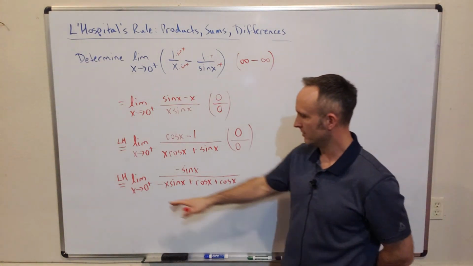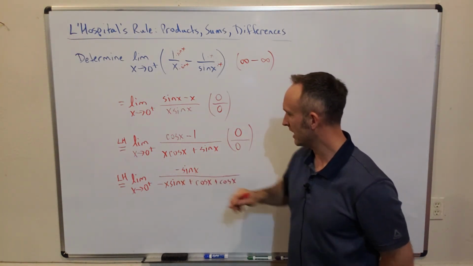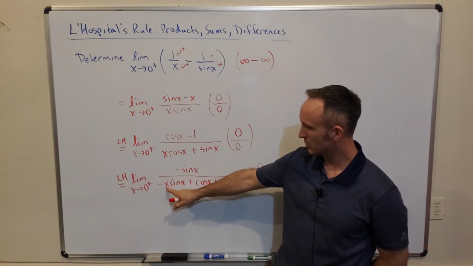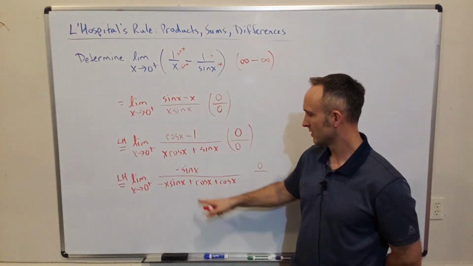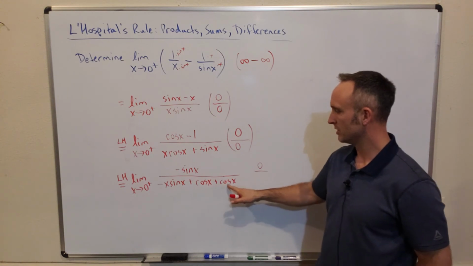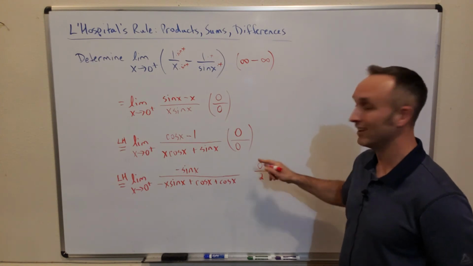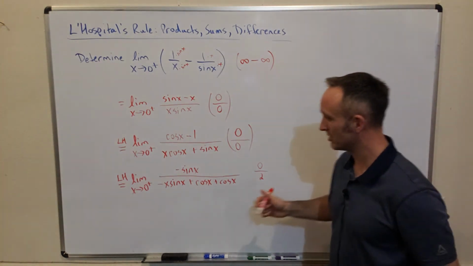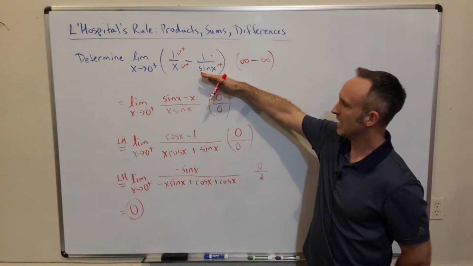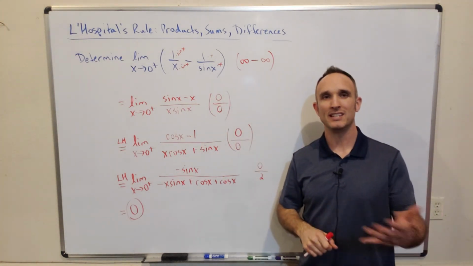Direct substitution again. On the top I get the sine of 0 is 0, times a negative is 0. On the bottom I get 0 times the sine of 0, that's 0, plus cosine of 0 is 1. So I've got 0 plus 1 is 1, plus cosine of 0 is 1 again. So that's 2. It's not indeterminate anymore. 0 divided by 2 is simply 0. So this limit, after getting a common denominator and two applications of L'Hopital's rule, we see is 0.